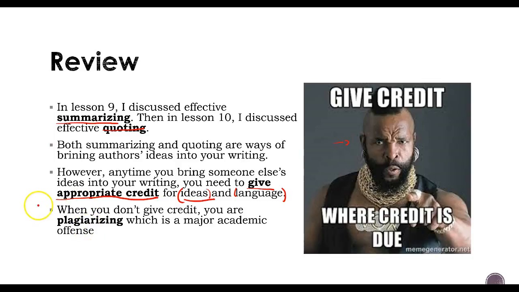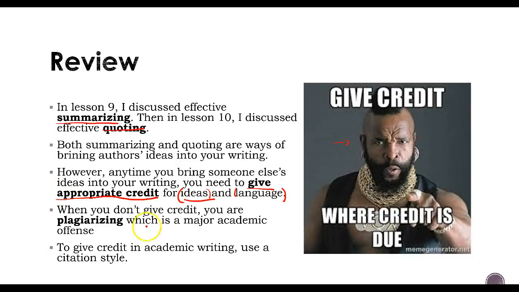Imagine if you were an author of a book and somebody took your ideas or your words without giving you credit. You'd probably be upset. And so don't do that to other authors as well. In addition to not being very nice, it's also a major academic offense to pass somebody else's ideas or language off as your own. So you definitely want to make sure that you're giving credit in the correct way. So to give credit in academic writing, you need to make sure you use a citation style.